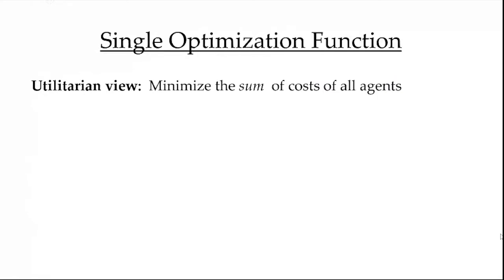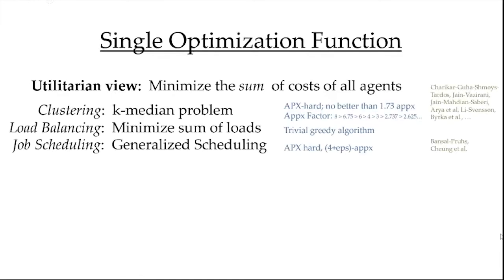There are two kinds of optimization functions which are very well studied. One is the utilitarian view, which says, you have a cost vector for every action, so let's find the action which minimizes the average, or the sum, of the costs. For the clustering problem, you get the famous K-median problem, which says open K centers so that the sum of the distances to the centers is minimized.